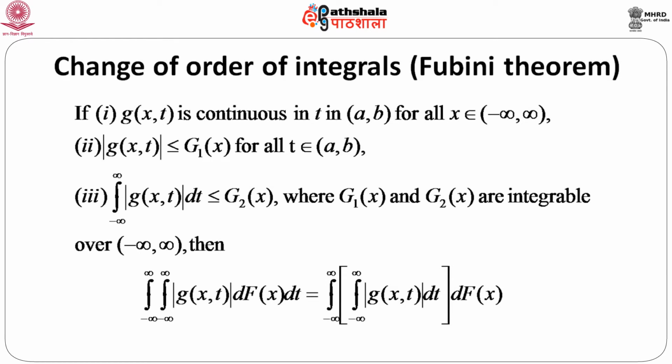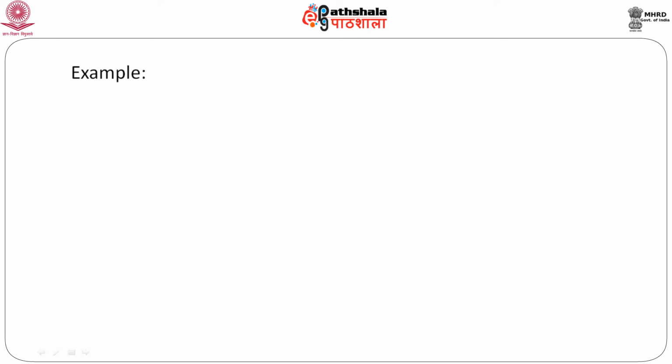Suppose g(x,t) is continuous in t, where t is within the interval a to b, and for every x between -∞ and infinity. Again, like the previous theorems, the modulus of g(x,t) is bounded by some function g1(x) for every t belonging to a to b, and the integral from -∞ to infinity of the modulus of g(x,t) dt is bounded by g2(x). These two bounding functions g1(x) and g2(x) are both integrable over -∞ to infinity. Then we can immediately change the order of this integral. We will explain this change of order of integrals, known as Fubini's theorem, using an example.